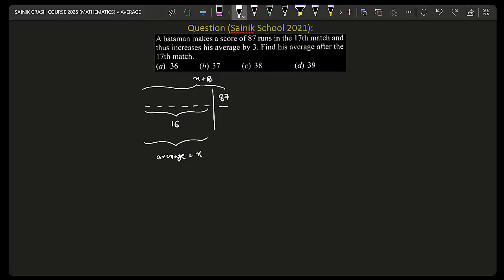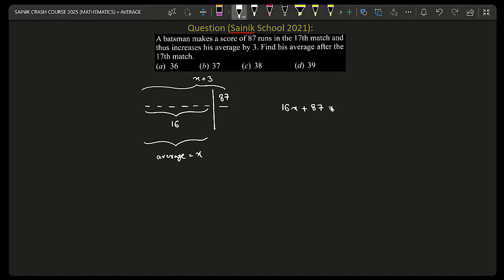Now I want the sum of all the runs he scored in 16 matches. How can we identify? Sum, average formula. Sum is average into number. The average is X, number is 16, so it is 16X. Plus, in the 17th match, how many runs are added? 87. Now this should give the sum of all the runs in 17 innings, right?